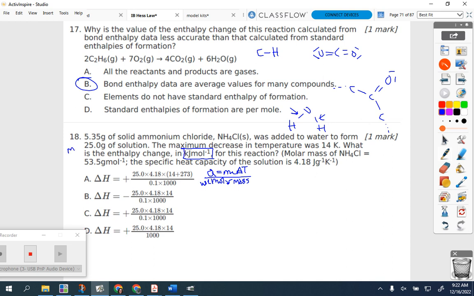Our m is the 25 grams of the solution, because remember, we're measuring the temperature of the solution, not the temperature of the ammonium chloride. We're measuring the temperature of the water in the solution to find a change in heat. We have a decrease in temperature. That means the water is losing heat, which means the reaction system is gaining heat. So the enthalpy change is going to be positive, because it's endothermic, gaining heat. Yes?